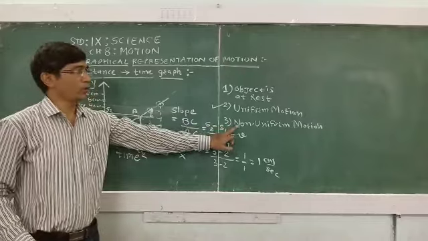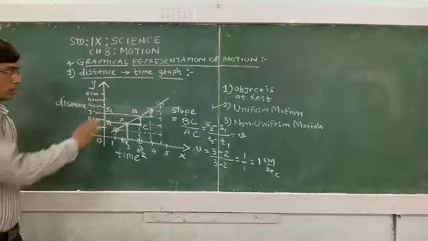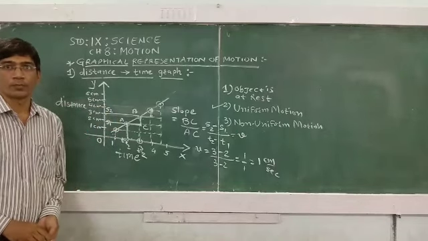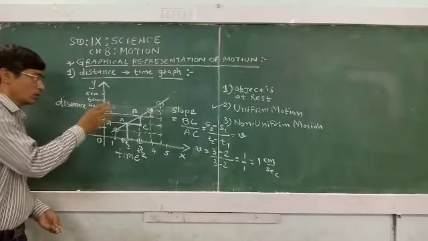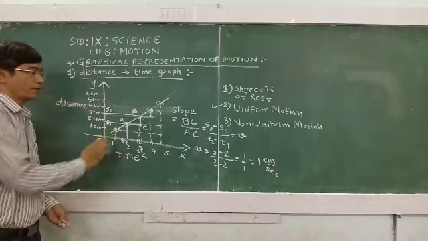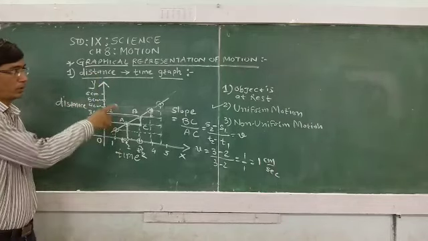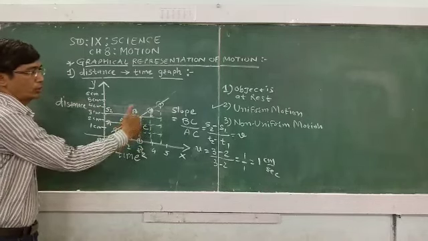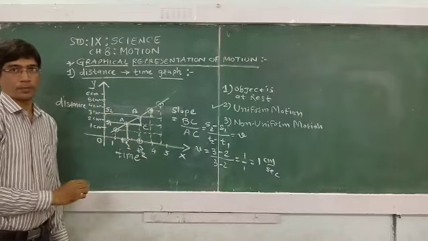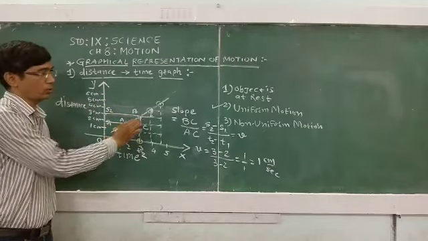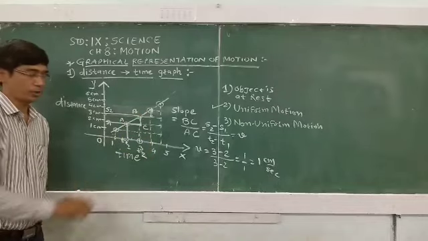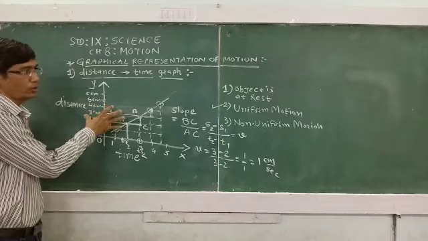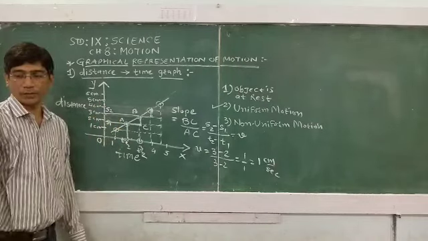In the case of the non-uniform motion, the object does not cover the equal distance in the given time interval. So in that case, the distance versus time graph becomes different. In the uniform motion, if you take any slope on the line joining, you will get the constant slope. So in that way, the velocity or the speed is also constant. Here the speed is also constant.